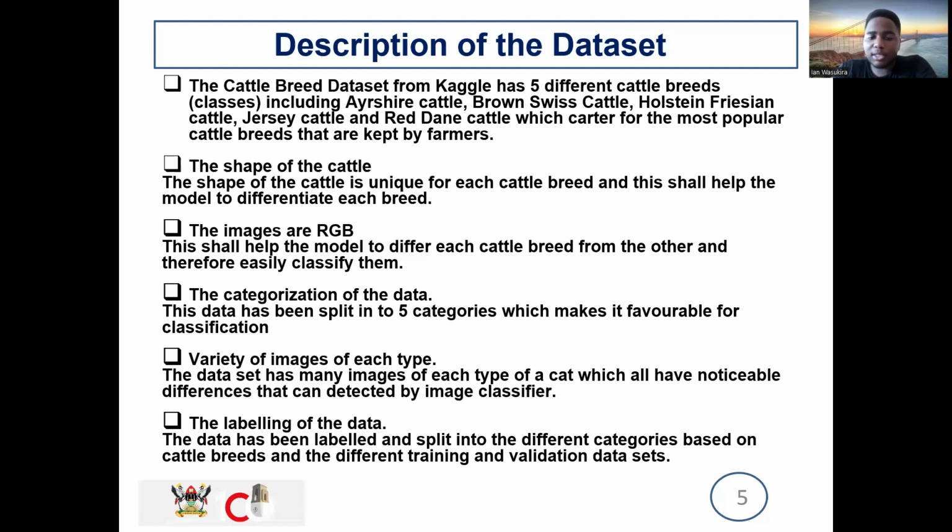There are a variety of images of each type. So there are a variety of images for the Friesian cattle, there are a variety of images for the Red Dane cattle, there are a variety of images for the Ayrshire cattle. There are also a variety of images for the Holstein Friesian cattle as well. The labeling of the data has also been carried out. So in the process of training, this AI model is fed with labeled data from which it is able to learn how to classify each data that is fed into it in terms of images.